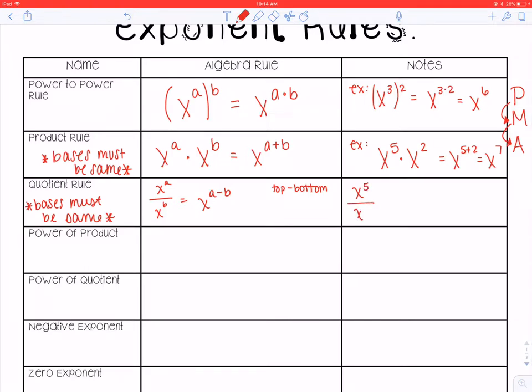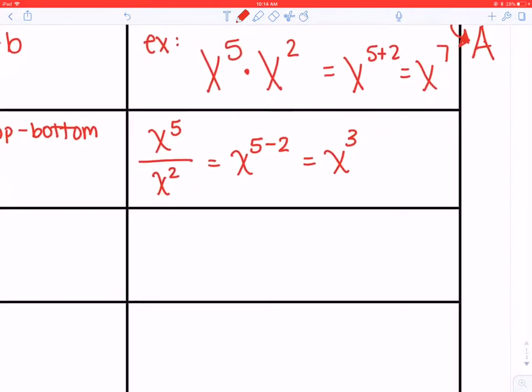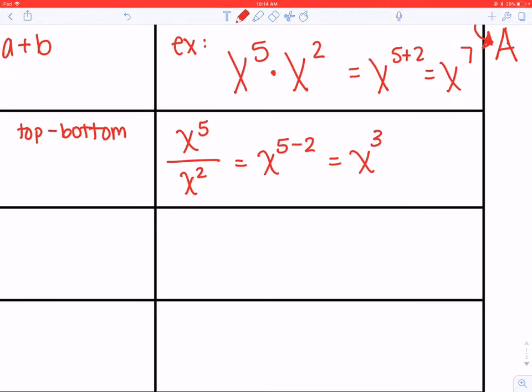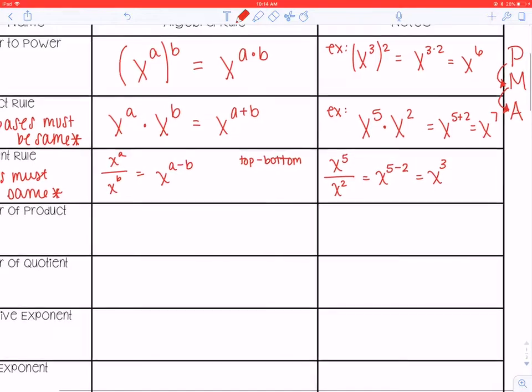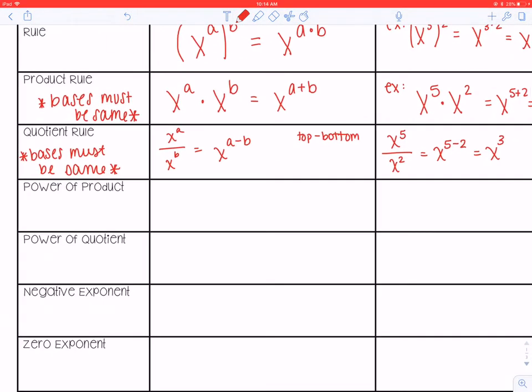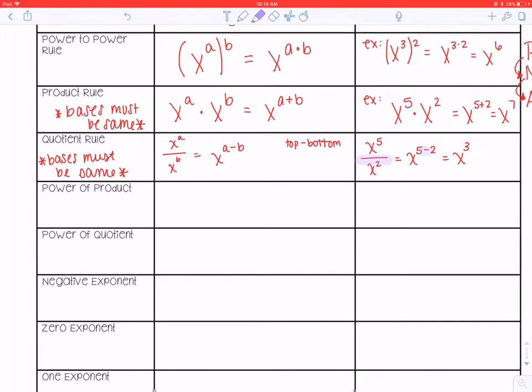x to the 5 over x squared. Because they're being divided, you would subtract, top minus bottom, which would give you x to the third. The reason is because on top I had 5 x's lined up. On the bottom I had 2 x's, so 2 of those x's are going to cancel, which leaves me 3 on the top. You can remember this because the division bar looks like a giant subtraction sign. So that's how you can remember that with the quotient rule you subtract.